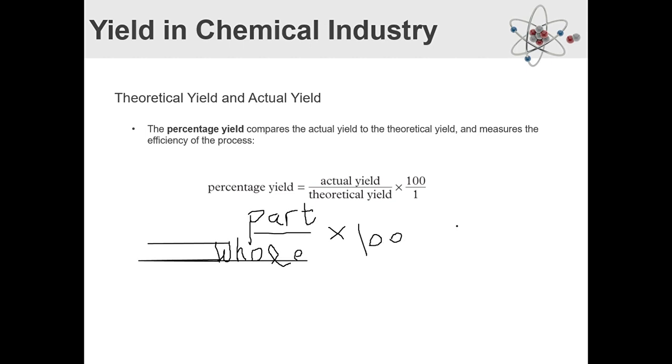All we have to think about is part divided by whole times 100. So what we get divided over what we could have gotten, times 100.